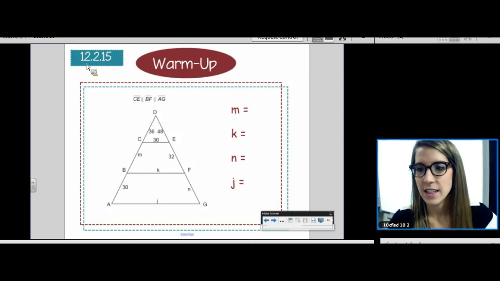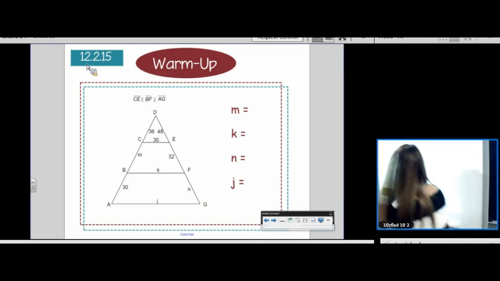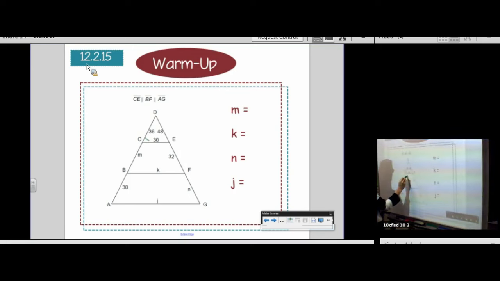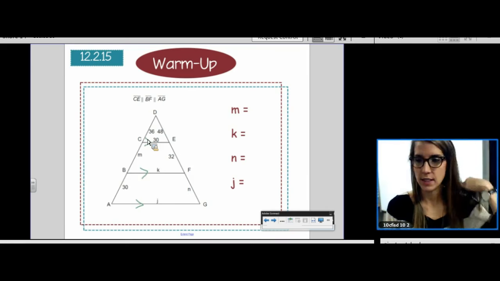All right. Segment CE is parallel to segment BF, which is parallel to segment AG. So we have some information that these are parallel. And you have 4 missing segments to find.